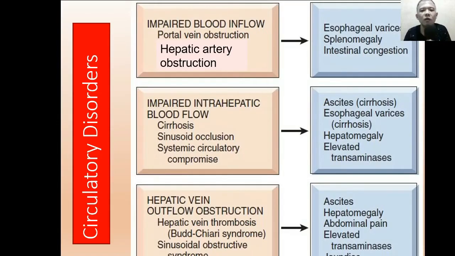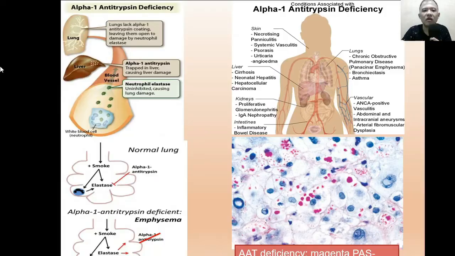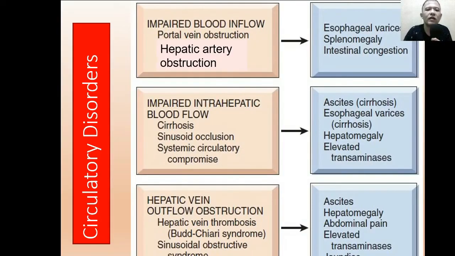So we're done with metabolic disorders. Did I miss anything? Let's go back to the previous slide. So this is just the last one. Retained mutant antitrypsin gene in the liver causes cholestasis, hepatitis, cirrhosis, pulmonary disease, emphysema, and the treatment is liver transplant. So we're done with inherited metabolic liver diseases.